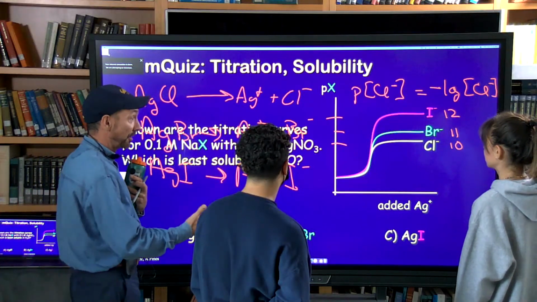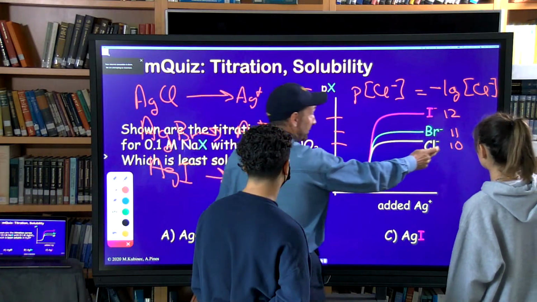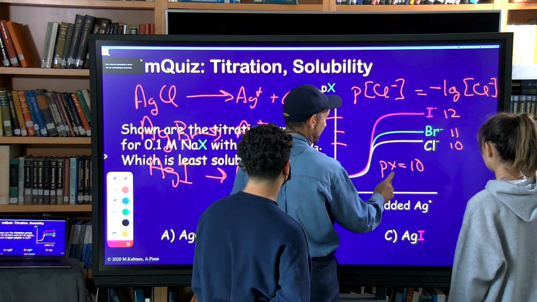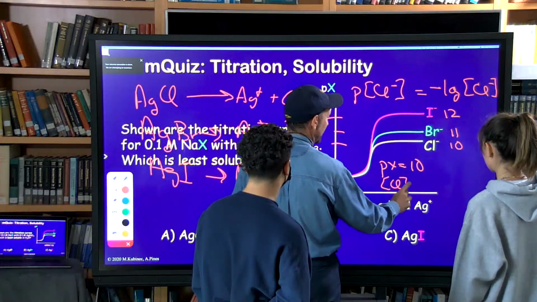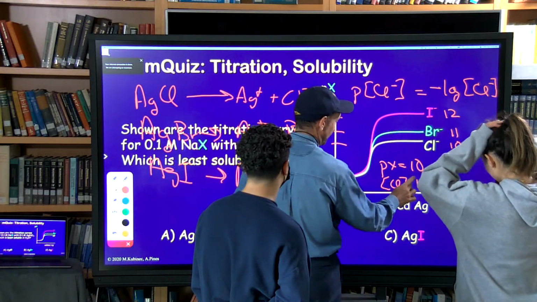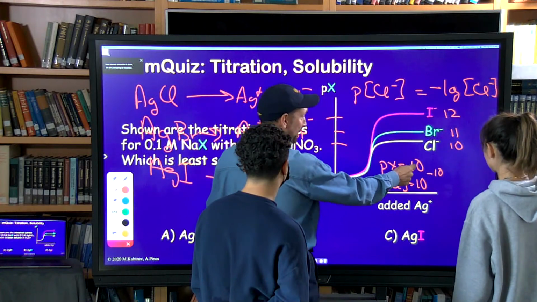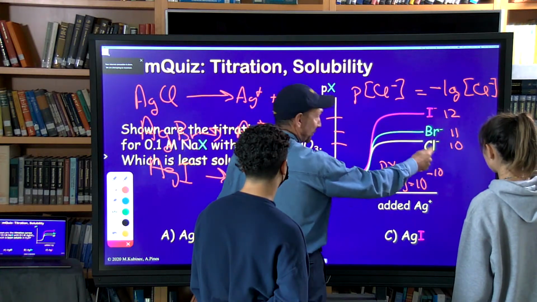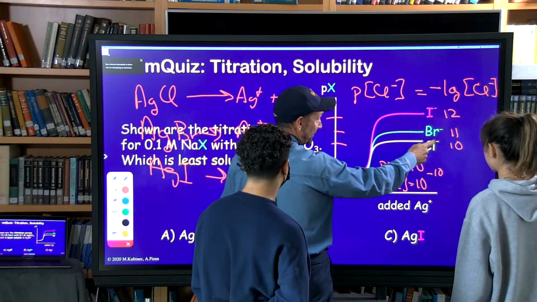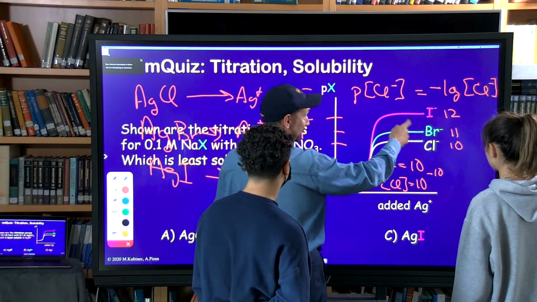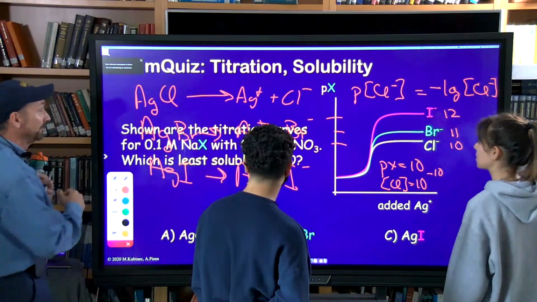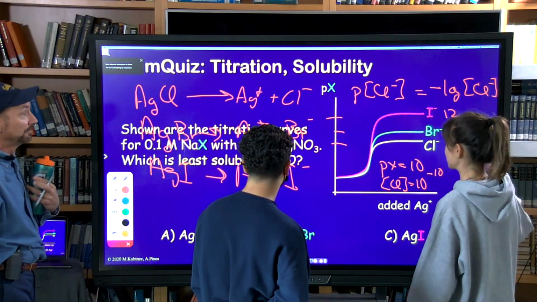10. That's the log, that's the Px. So if Px is 10, then the concentration of Cl or X is 10 to the minus 10. That's the relationship. Take that number and put it in the exponent. So that's 10 to the minus 10 concentration. That's 10 to the minus 11. That's 10 to the minus 12. So the top one's going to be the least because minus 12 is the least.